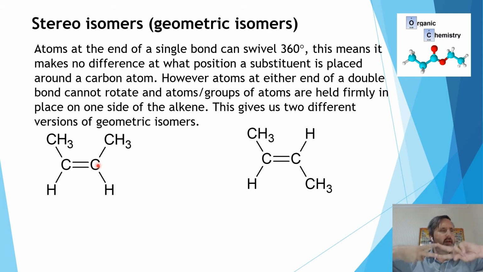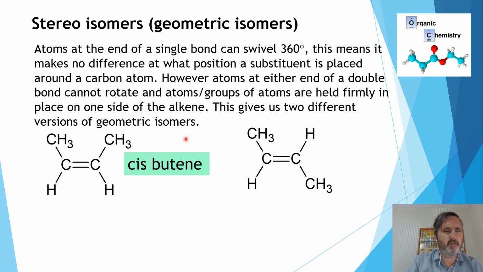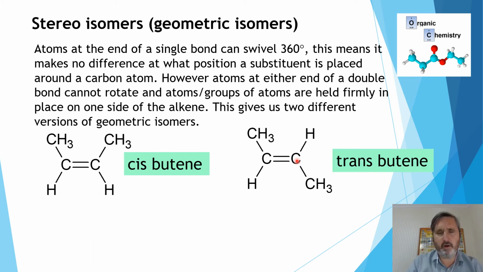Now the reason we get caught on opposite or the same side, cis or trans, is because of this double bond. If it was a single bond, they can just spin whenever they want to and they never get caught on the same side or different sides. So because this has a double bond, this one is called a cis butene, and because this has a double bond and they're across, this one's called a trans butene. On the same side, cis, the same; cis across, trans.